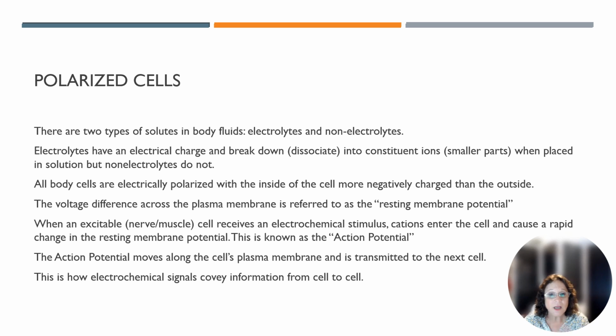So now, because of that resting membrane potential, when we have an excitable cell, like a nerve cell or a muscle cell, it gets that electrical chemical stimulus, and cations enter into the cell, and then inside of the cell they cause this rapid change in the resting membrane potential, and that's what is known as our action potential. That action potential moves along the cell's plasma membrane, and then when it comes in contact with the next cell, it makes the change in the next cell as well. And that's how we have that electrochemical signal that gets moved from cell to cell to cell.